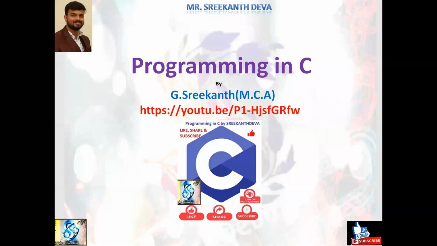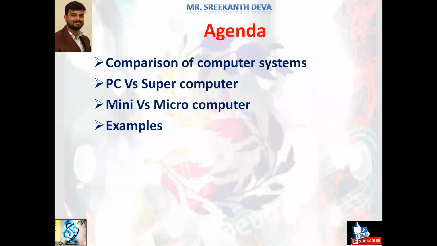In the previous sessions, we discussed in detail digital versus analog computers, and mini computers versus mainframe computers. We discussed the major points with descriptions and examples. In this session, we are still in the comparison of computer systems: personal computer versus supercomputer, and mini computer versus microcomputer, with suitable examples. The agenda of this session is to differentiate between personal computers and supercomputers, and mini computers versus microcomputers.